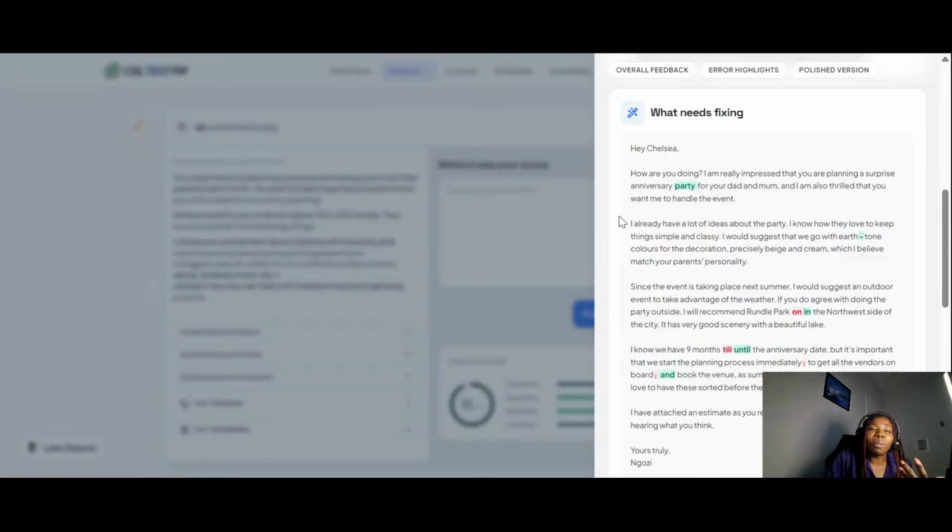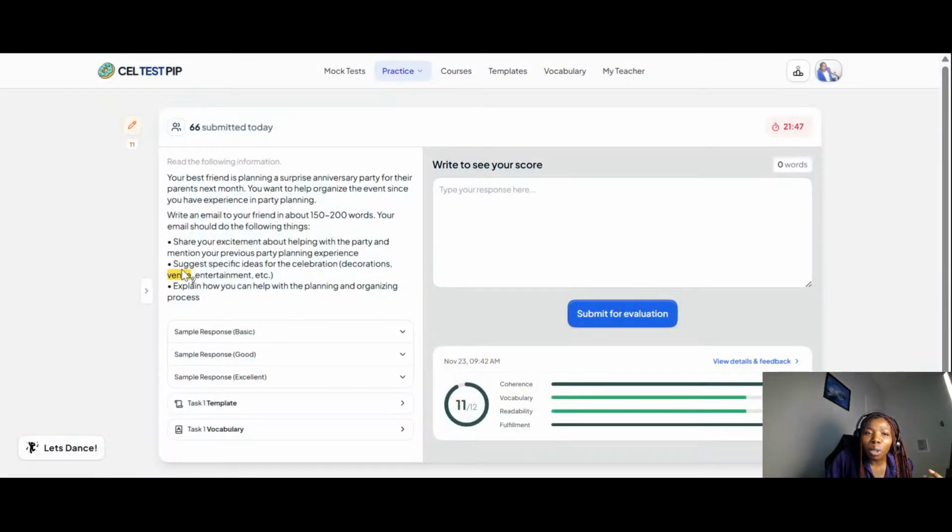You have to show excitement that the person wants you to handle the event. So suggest a specific idea. You see this place now, they say suggest a specific idea, and they're already even giving you ideas for this celebration.